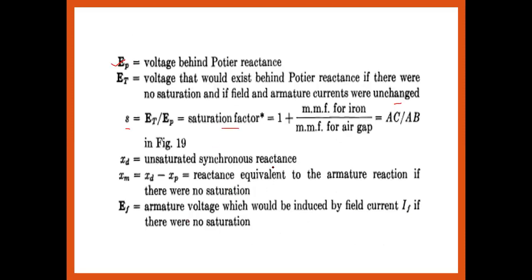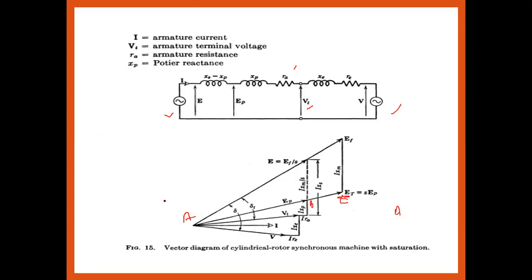Whereas XT is the unsaturated reactance. XM is nothing but XT minus XP, the reactance equivalent to the armature reaction if there is no saturation, and EF is the armature voltage which can be induced by the field current IF if there is no saturation. So these are all the parameters used in this vector diagram to find the value of the equivalent synchronous reactance under the saturated condition, not in the unsaturated condition.